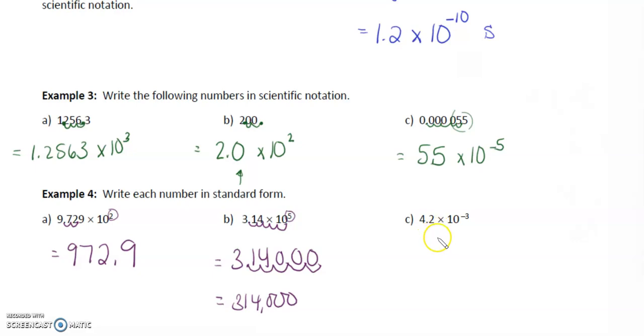Okay, and then C, 4.2 times 10 to the -3. -3 means that we're going to get a smaller number. So 1, 2, 3. So this is where the decimal goes. So it's 0.0042.